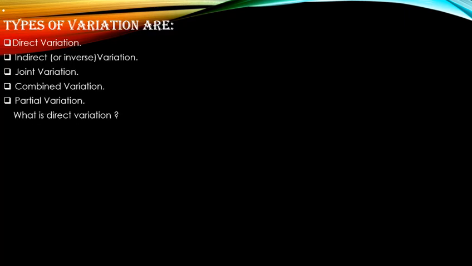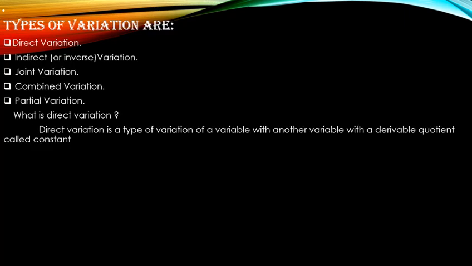Types of variations: we have direct variation, indirect variation, or inverse variation. They are the same thing. We have joint variation, combined variation, and partial variation. But in this video, I'll be talking more on the direct and the indirect variation.